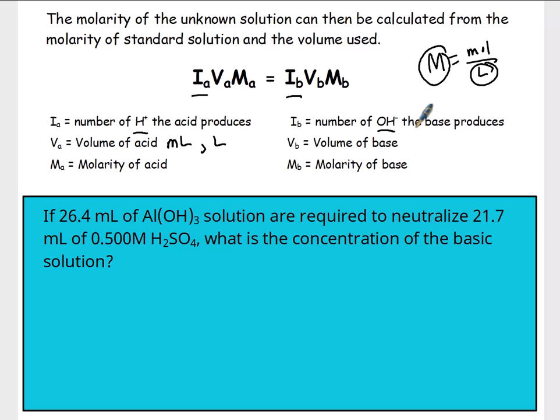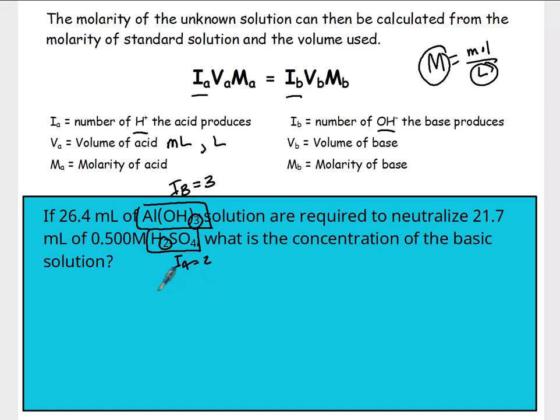Again, we don't need to use this equation. We also could write out a balanced equation and then just make sure that we have our mole-to-mole ratio in there. On this one, we have a base reacting with an acid. My IB is equal to 3 because notice there are 3 hydroxides. And my IA would equal 2 because there are 2 hydrogens that can come off.